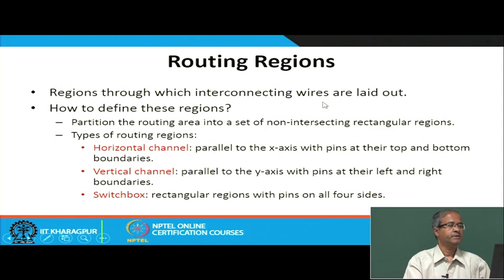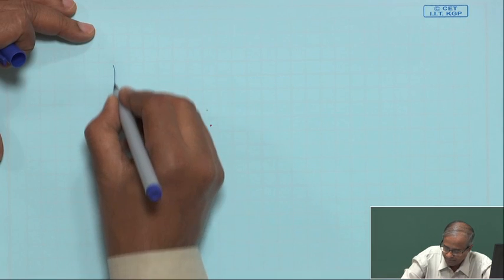Now, let us come to the concept of routing regions. Routing regions are those through which interconnecting wires are laid out. Now, the question is how to define these regions. Let me take an example.